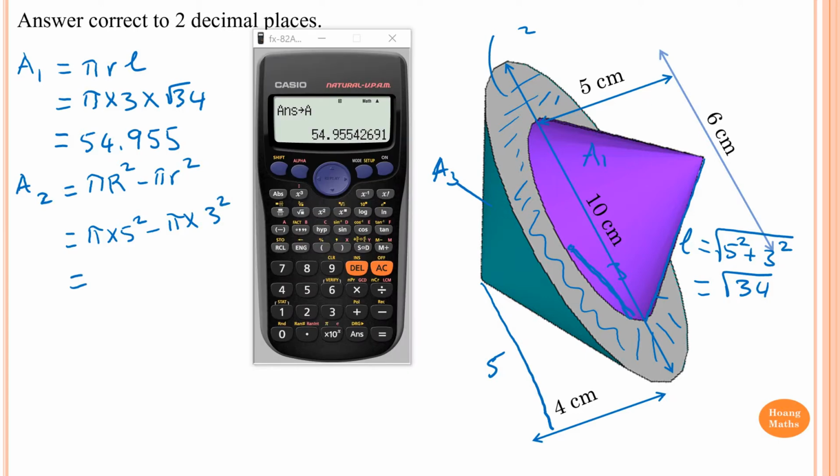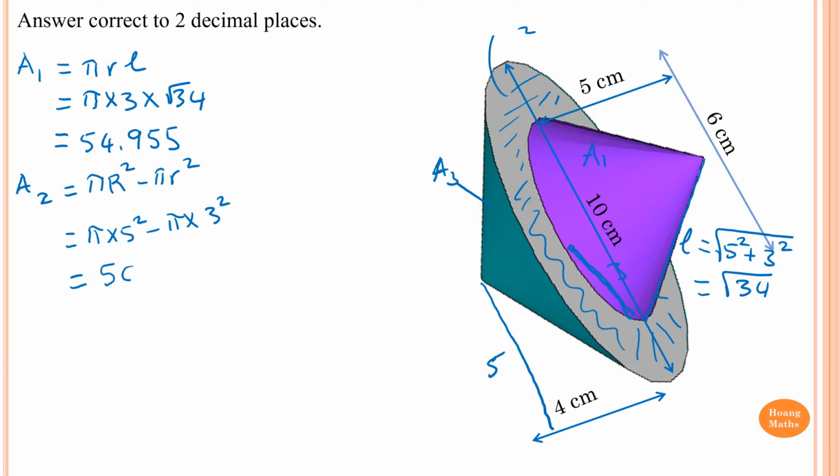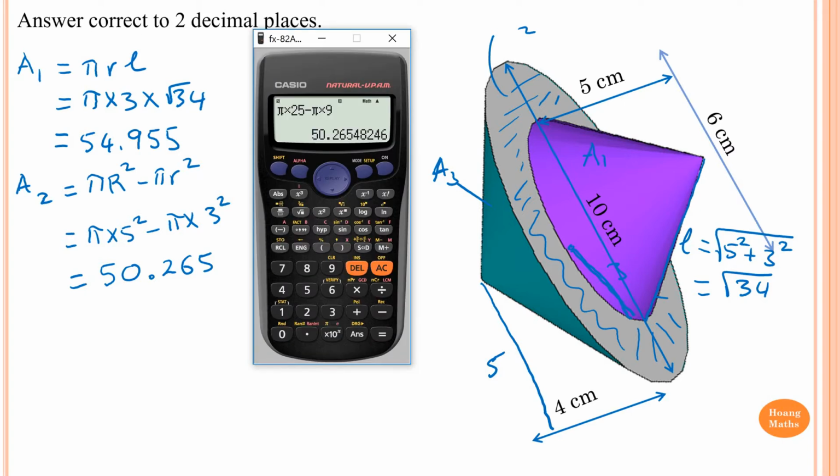So pi times 5 squared, 25, minus shift pi times 3 squared. 3 squared is 9. It's just easier, that's all. So that gives 50.265. Then what I need to do is store that in memory B. Answer, shift, store in B. So always store the first answer in A, second in B, third in C, and so on. Always do it systematically, so you don't forget which one is which.